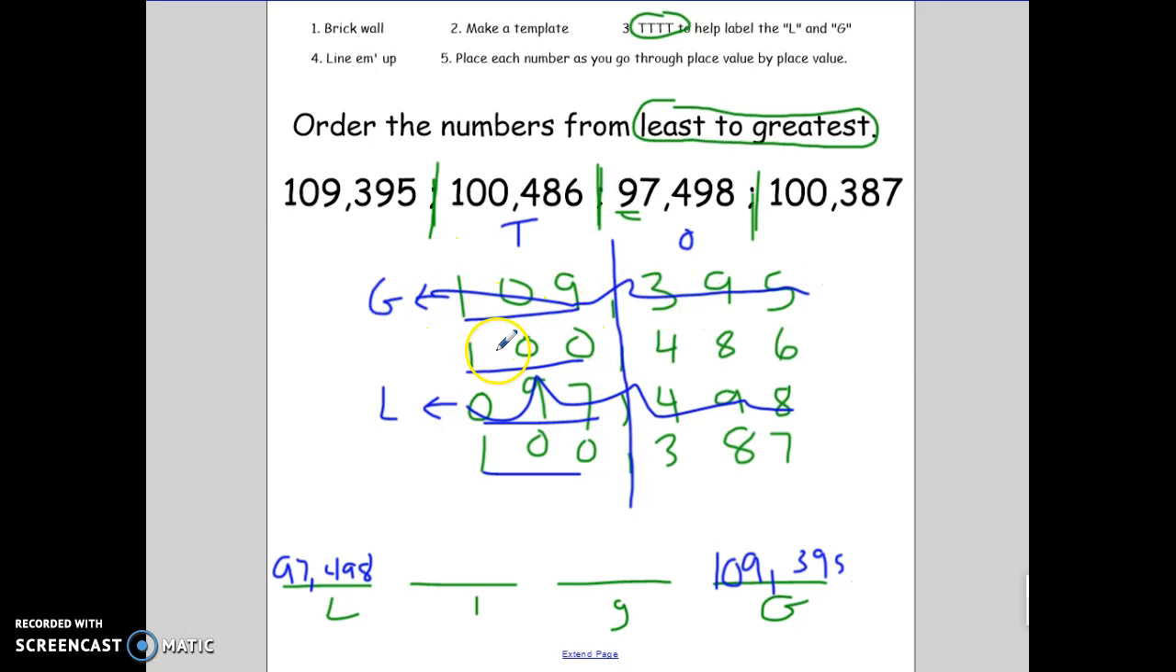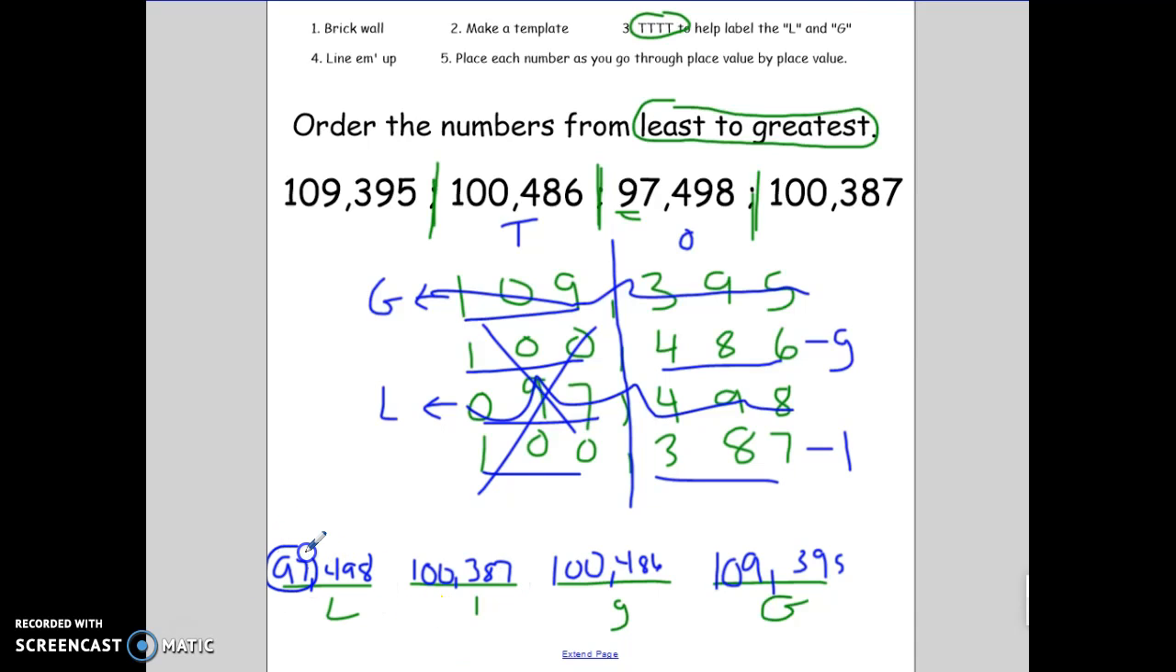But I noticed that this one has 100 and this one has 100. And I can't really compare those because they're the same. So that's not going to help. I need to go here. And I see 486 and 387. Well, 387 is less than 486. So where they have the little g, I'm going to put 100,486. And where I have the little L, I'm going to put the other one, 100,387. And I need to double check this makes sense. 97,000 is definitely the least compared to 100,000 or 109,000, which is definitely the grand champion.